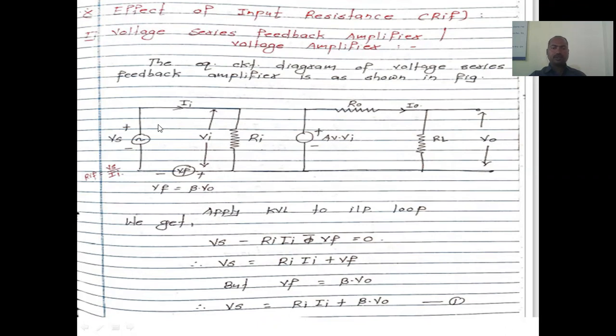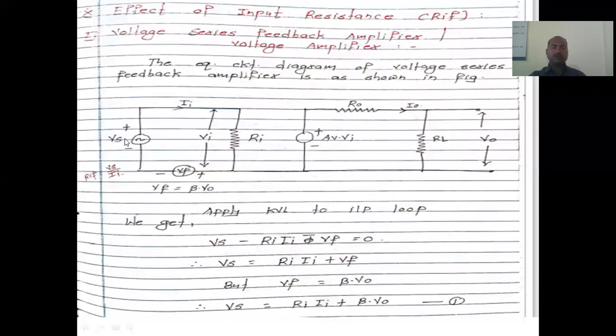When we apply Vs as the input voltage, the voltage appearing at the input is Vi, and the current flowing through Ri is Ii. Ri indicates the input resistance of this particular circuit. This part is the input network. Now we will see the output network.